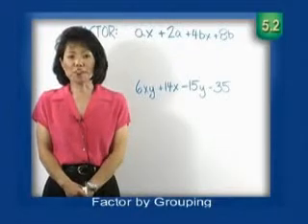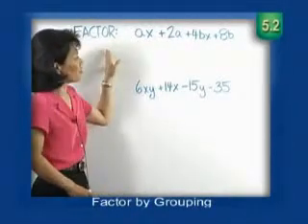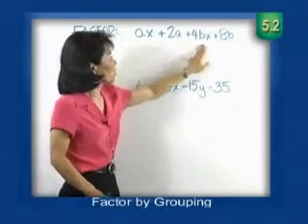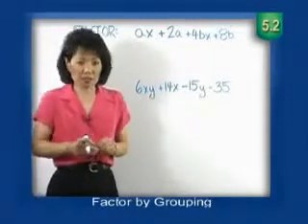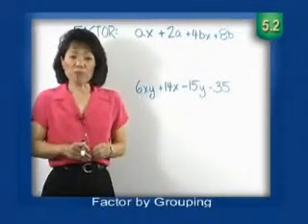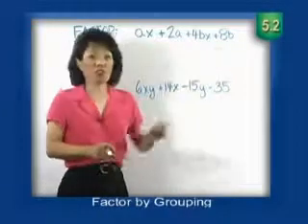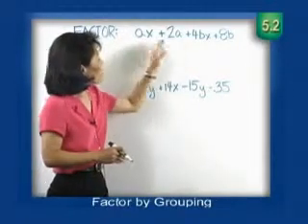Let's look at some more factoring by grouping. We're going to factor the following: ax plus 2a plus 4bx plus 8b. Now, one of the things that you should get used to doing is, when you approach a factoring problem, you should always keep your eye out for a greatest common factor amongst all your terms. So let's make a quick check.